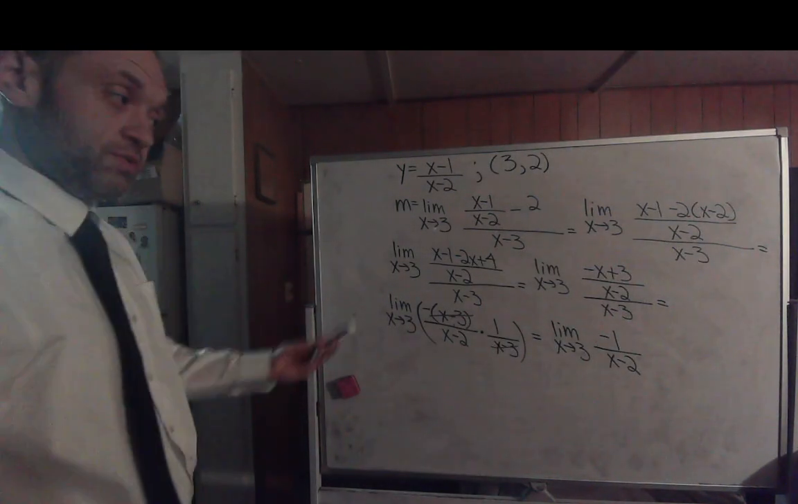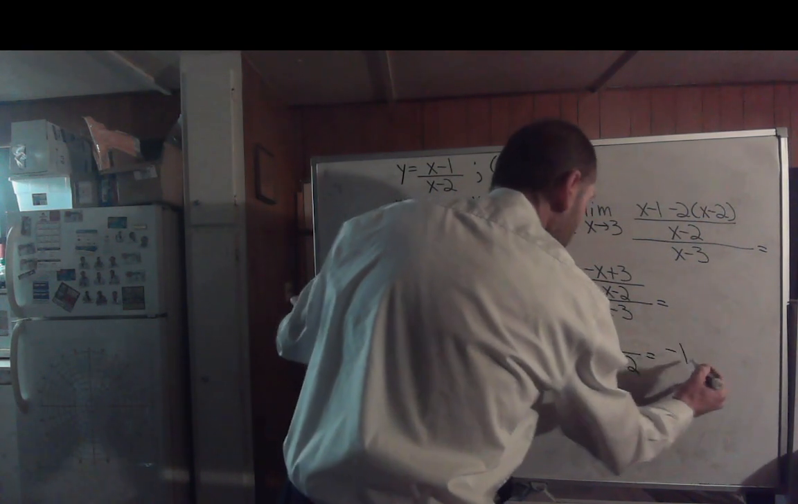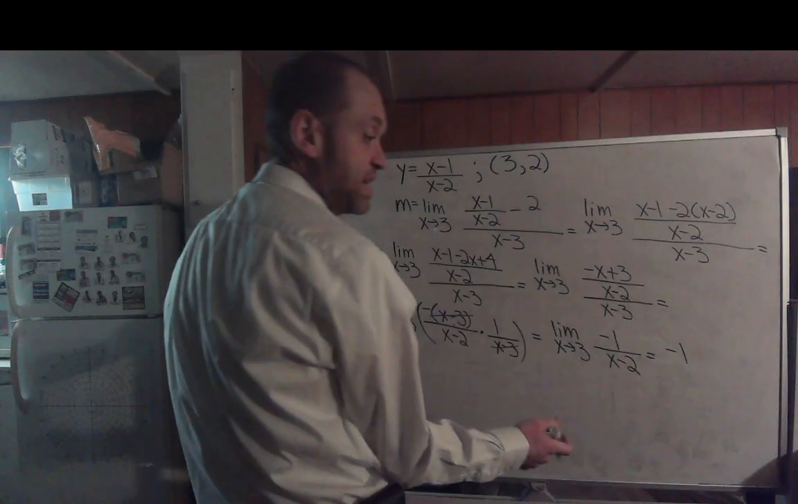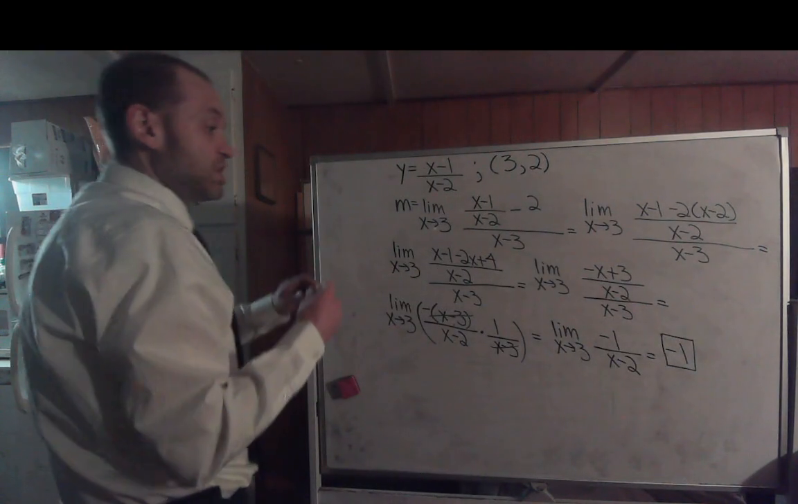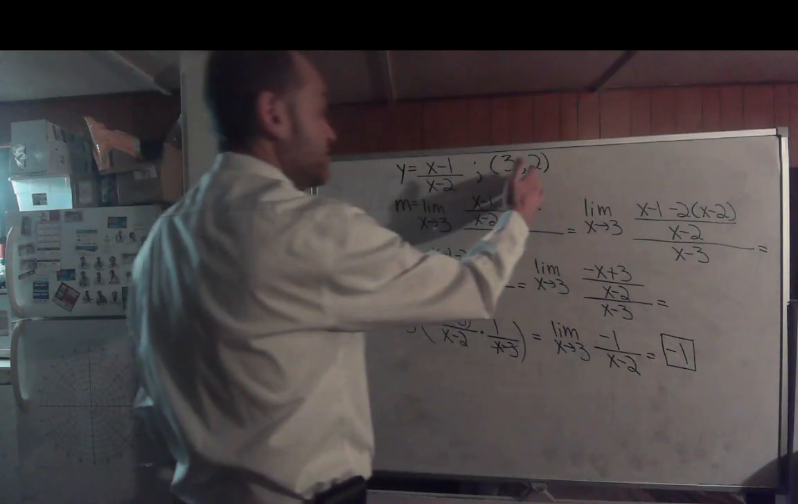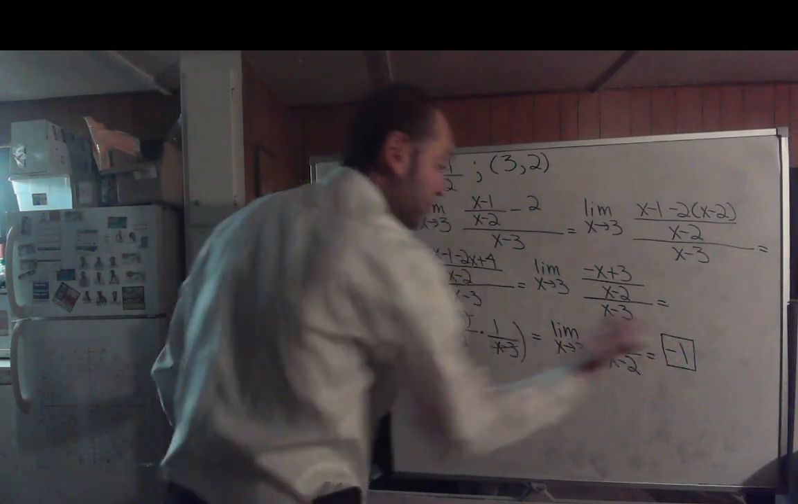And now we can use direct substitution, and we end up getting negative 1 over 3 minus 2, which is negative 1 over 1, or just simply negative 1. So the slope of the tangent line, or the instantaneous rate of change at this point, is negative 1.